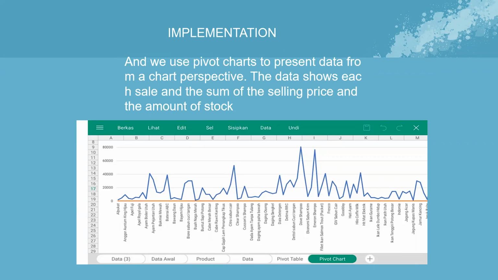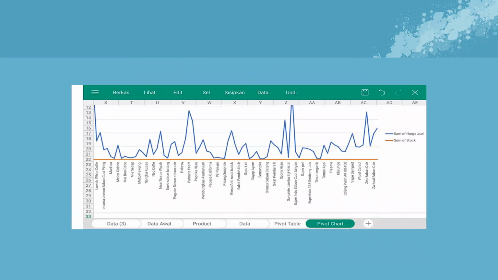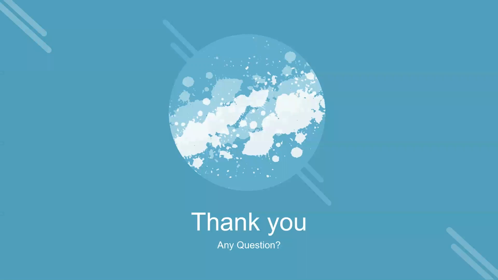And the next implementation is pivot chart. We use the pivot chart to present data from a chart perspective. The data show each sale, the sum of selling price, and the amount of stock. And this is the picture of the pivot chart, but this picture is not updated yet because there are a lot of problems in the chart. And this is an example of a pivot chart.